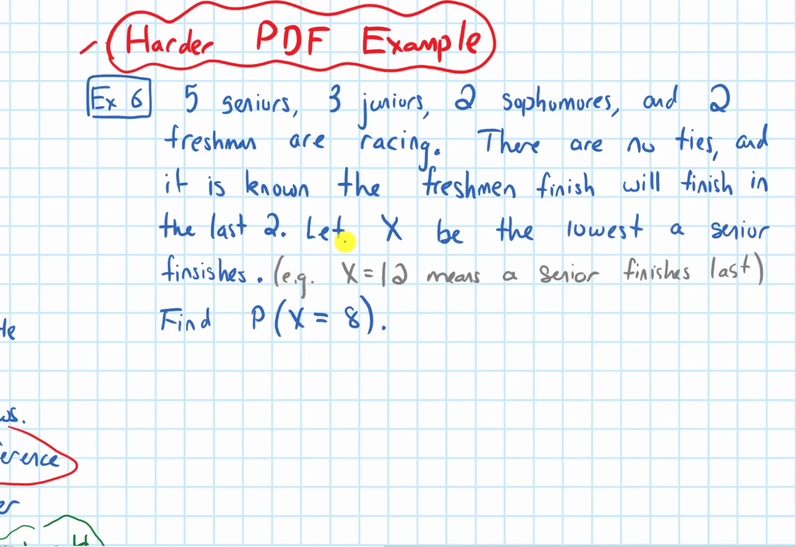So for example, if X equals 12, that means that a senior finishes last, because if we count the total number of people, 5 plus 3 plus 2 plus 2, there are 12 total runners. So if X equals 12, we'd be saying that a senior finishes in that 12th position, which would be last. Okay, so the question then says, find the probability that X equals 8.